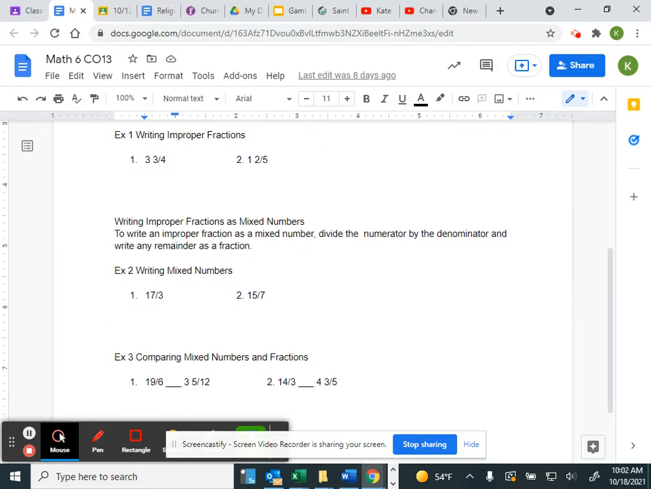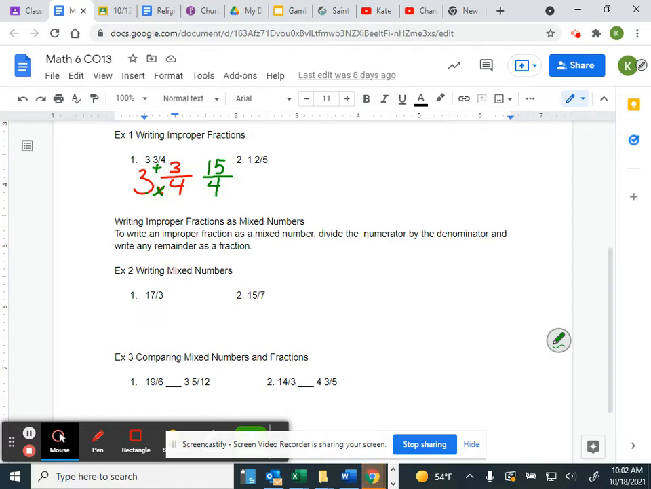So we have 3 3/4. What we want to do is we want to multiply that whole number by the denominator. So 4 times 3 is 12, and then we add our numerator to it. 4 times 3 is 12, plus 3 gives us 15, and your denominator stays the same.